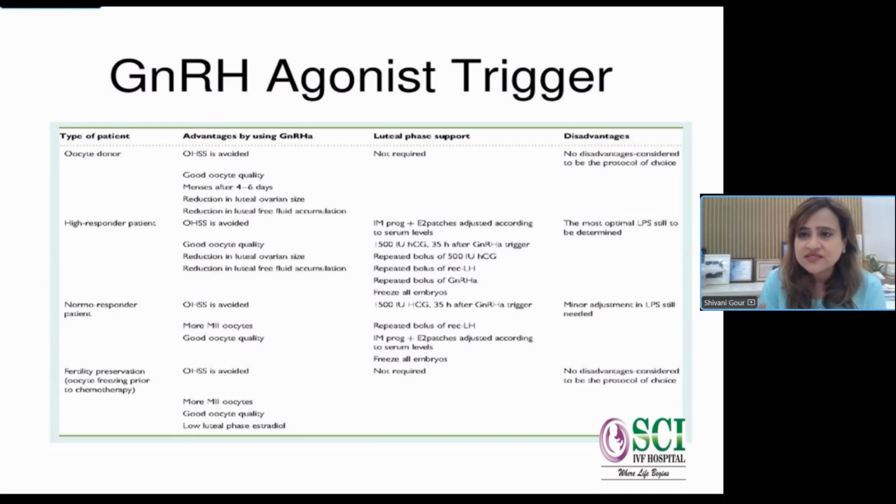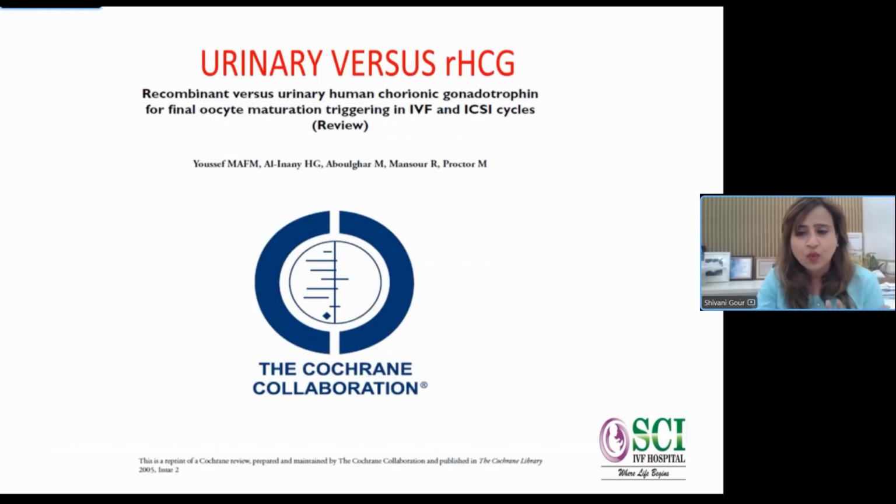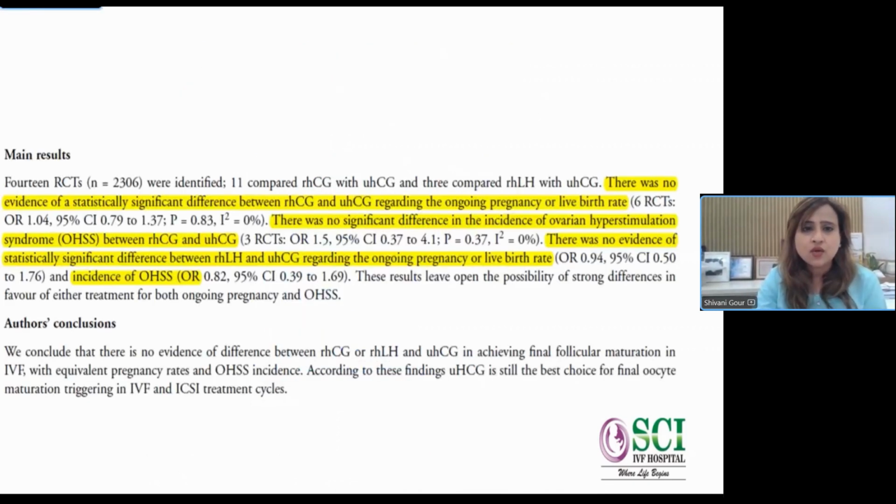But the problem is that we don't know what is the best luteal phase support. In normo responders, again, OHSS is avoided, fertility preservation. So this is the most common indication, this is an ideal indication for GnRH agonists where you want to avoid OHSS.